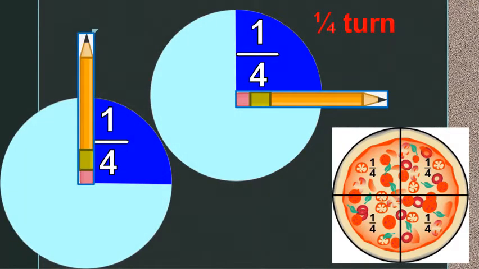This pizza is divided into 4 parts. So each part is 1/4, where 1 denotes one pizza and 4 denotes the parts in which the pizza is divided. In this figure, this is the original position of a pencil with its pointed part pointing upwards and rubber part pointing downwards. After 1/4 turn of the pencil, the pointed part will point on the right side, whereas the rubber part will point on the left side, as shown in this figure.